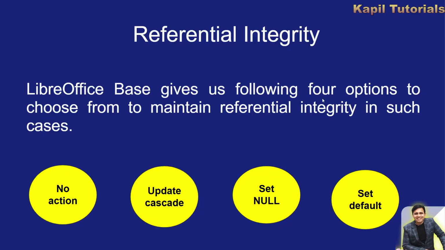LibreOffice Base gives you the following four options to choose from to maintain referential integrity in such cases. Just now I have explained what problem we could face. And to maintain referential integrity, what further options are provided by LibreOffice Base? Firstly, no action, update cascade, set null, and set default. So we'll be going through each and every option. From a theory point of view, it is important.